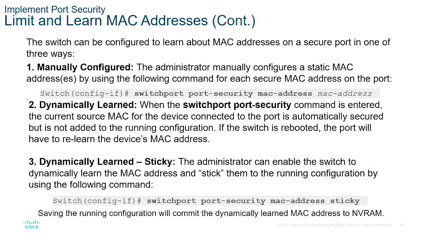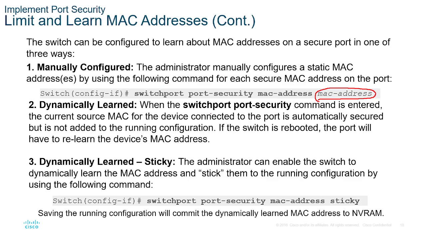The switch can be configured to learn about MAC addresses on a secure port in one of three ways. It could be manually configured. As you can see here, switchport port-security mac-address, and then the MAC address. It means this is manually configured. The administrator manually configures a static MAC address by using this command.